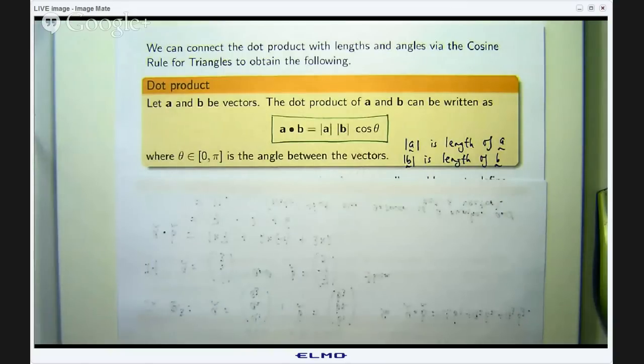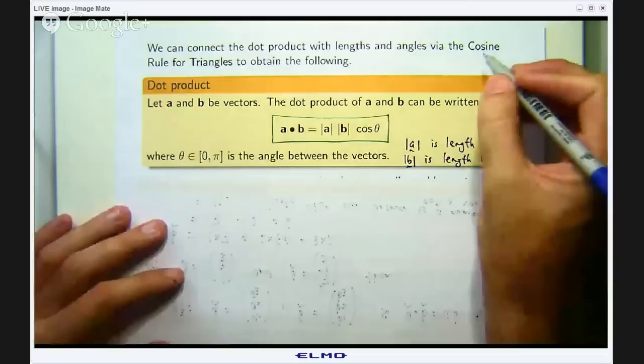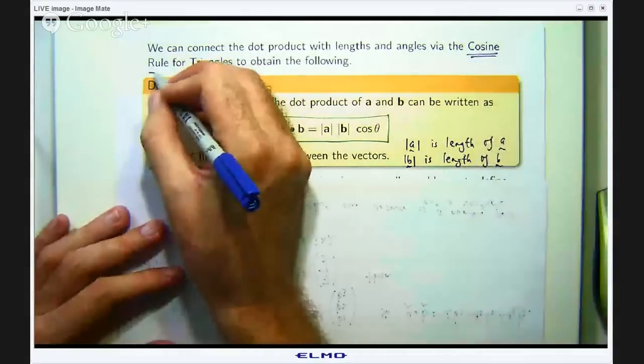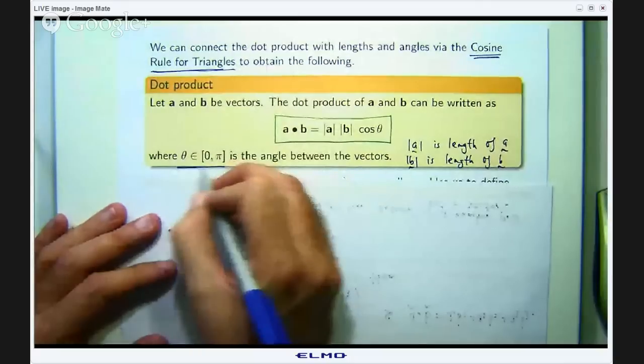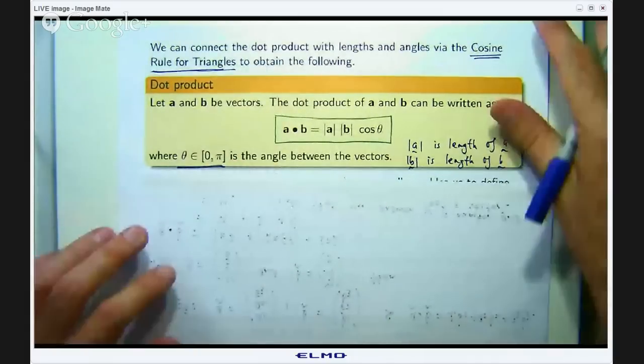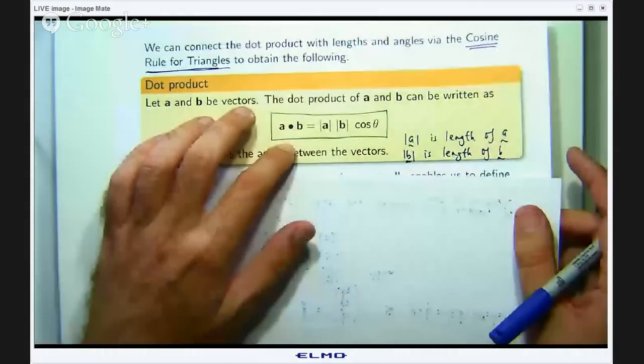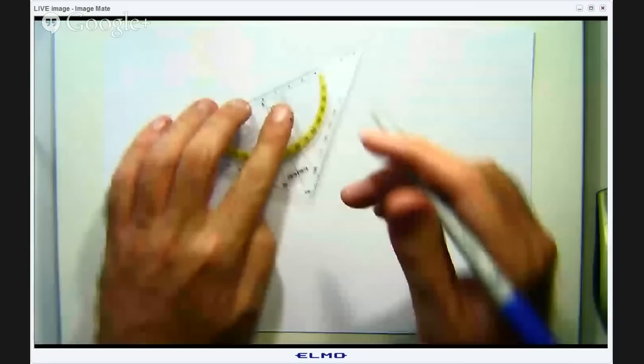Well, I'm going to explain that in a little bit of detail, and it actually relies on, as I've mentioned up here, the cosine rule for triangles. Okay, so let's talk about this a little bit more, and I'll see if I can actually prove this. Okay, so suppose I've got two vectors.